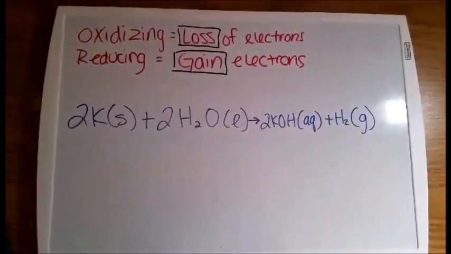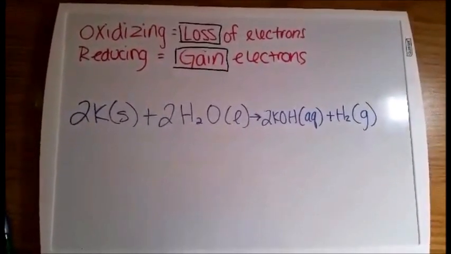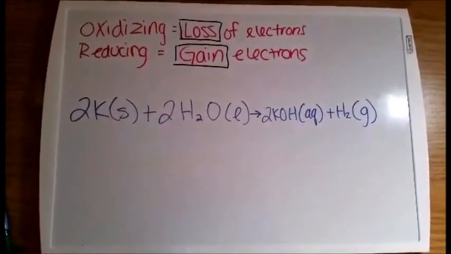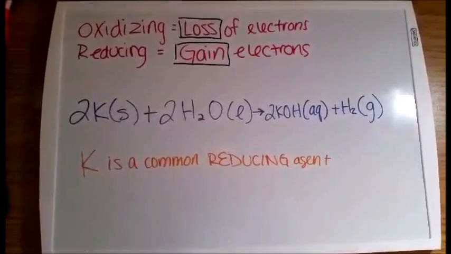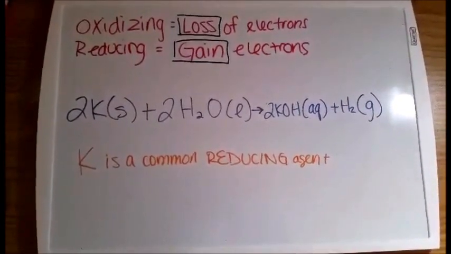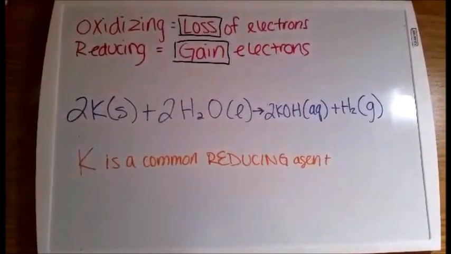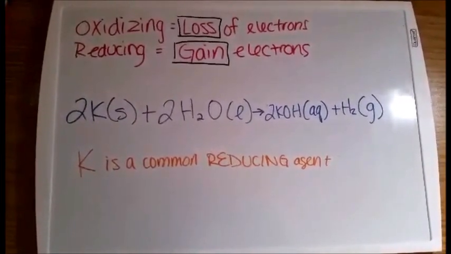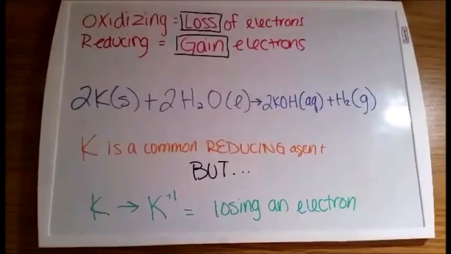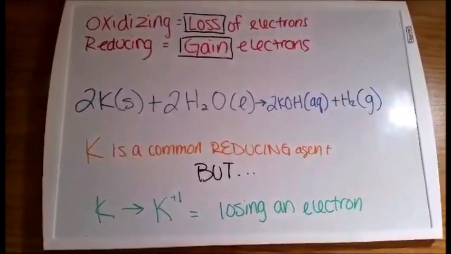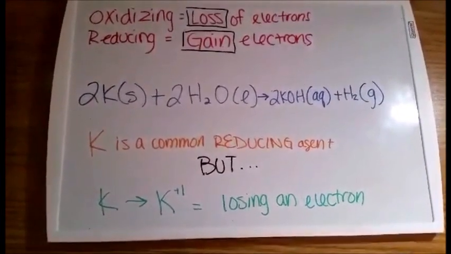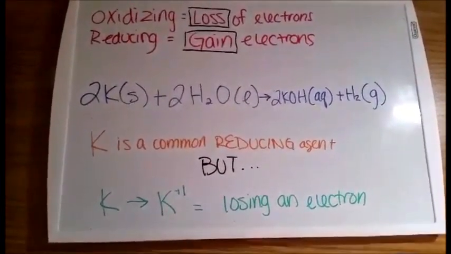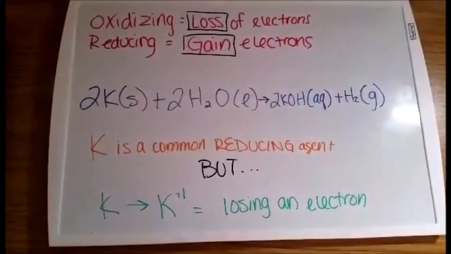So we want to know what the oxidizing agent is and what the reducing agent is in this reaction. Potassium is a common reducing agent, but in this reaction, it is oxidized to form the potassium K plus ion. So potassium goes from 0 to +1, losing an electron, where hydrogen in water is reduced to the elemental H2.